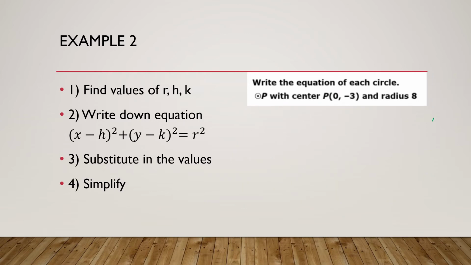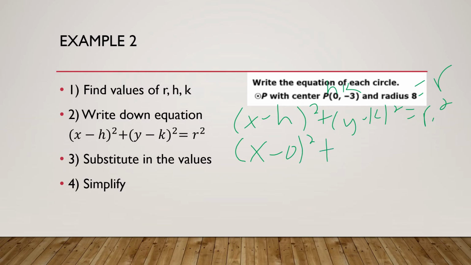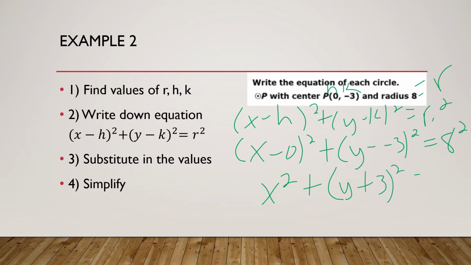Next one, same thing. We have our r, our h, and our k. So again, we write down our formula and substitute in our values. We're going to have x minus 0 quantity squared plus y minus -3 quantity squared equals 8 squared, and then simplify. So x minus 0 is x, we'd have x squared, plus y minus -3 turns into y plus 3 squared equals 64. When you subtract a negative, it turns into a positive.